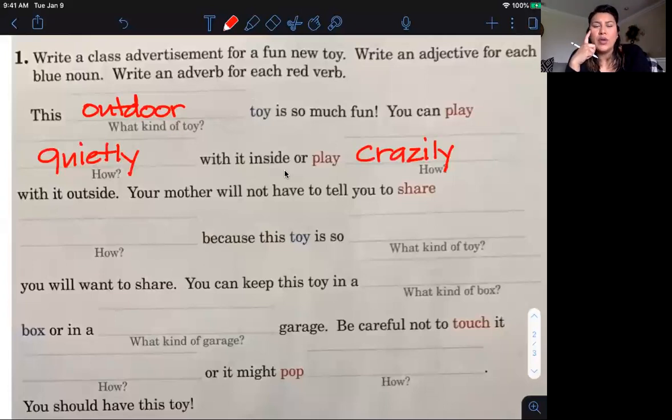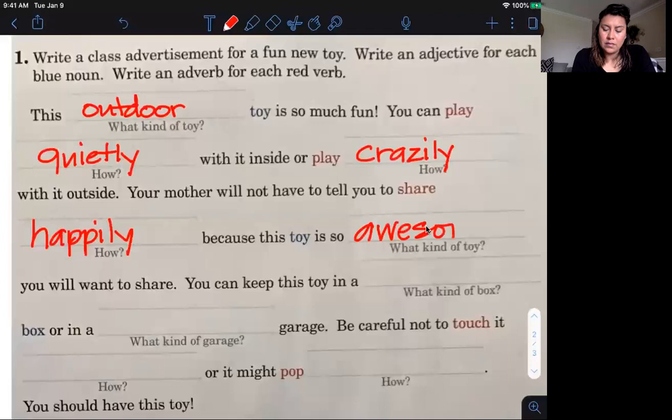Well, let's think of how. How do we share? No, to share, because we're looking for an adverb, so that wouldn't make sense, not once. Your mother will not have to tell you to share. Let me think of an adverb. I'm drawing a blank here. Help me, friends. I'm looking for inspiration. Oh my goodness, how am I drawing a blank? Okay, your mother will not have to tell you to share happily because this toy is so blank you will not want to share. This toy is so awesome you will not want to share.